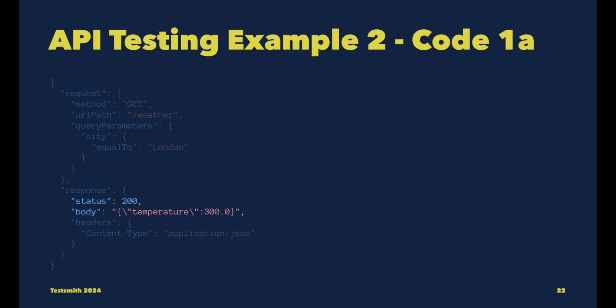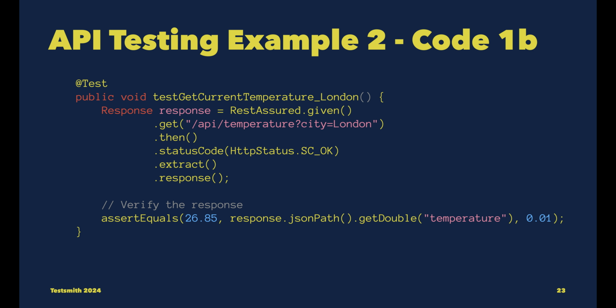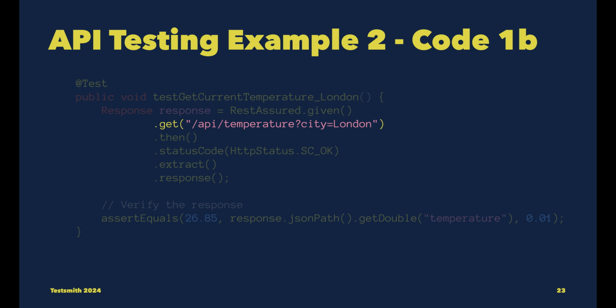These lines define the response body and headers. The response body is a JSON string containing a temperature key with a value of 300, which represents the temperature in Kelvin. This line initiates an HTTP GET request to the api/temperature endpoint with a query parameter city equal to London using the REST Assured library. The response from this request is stored in the response variable.